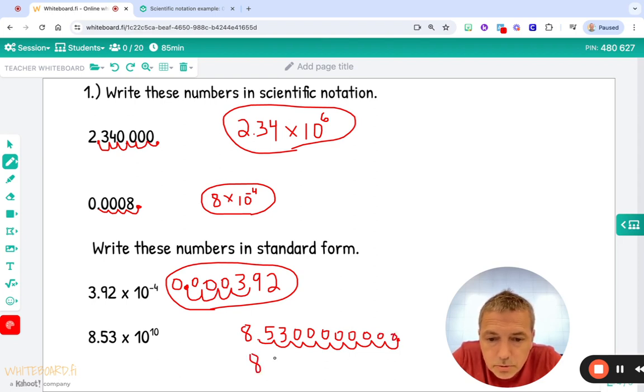So let's write it out. 853. 1, 2, 3, 4, 5, 6, 7, 8. Add my commas. So 85,300,000,000 would be my final answer, right, on this one.